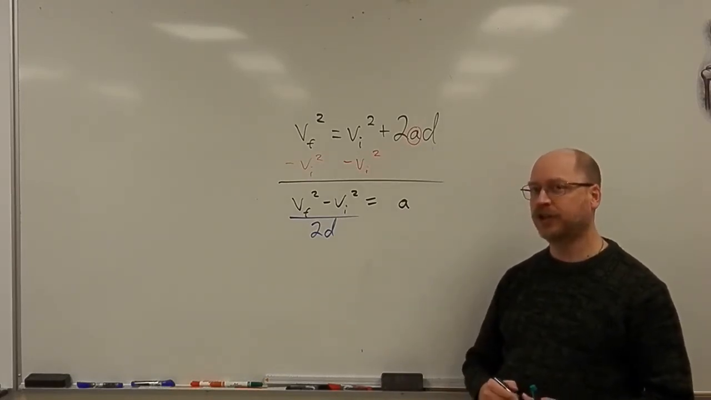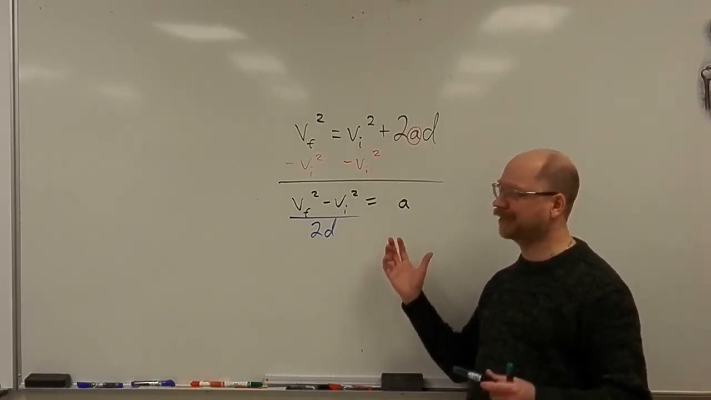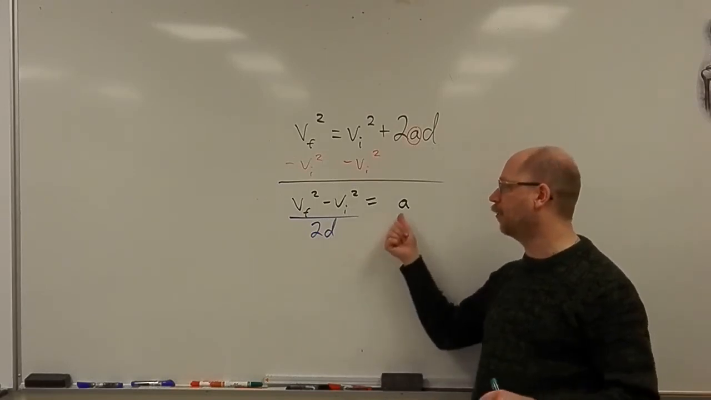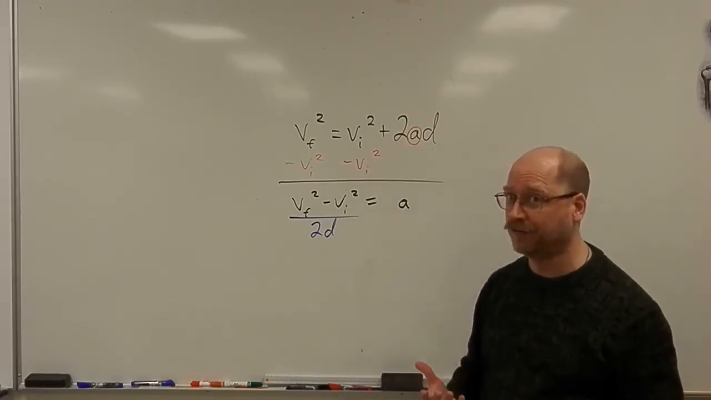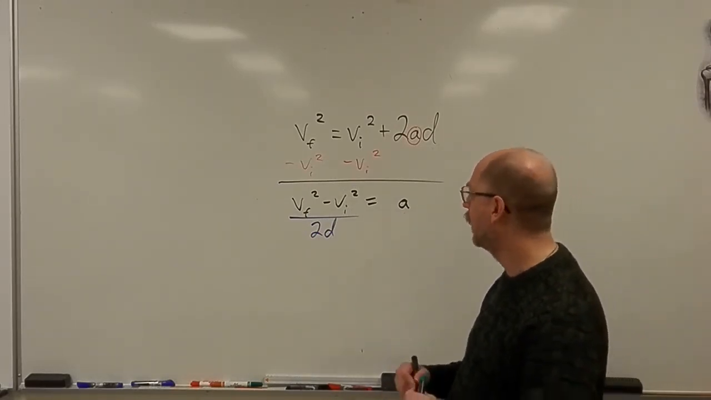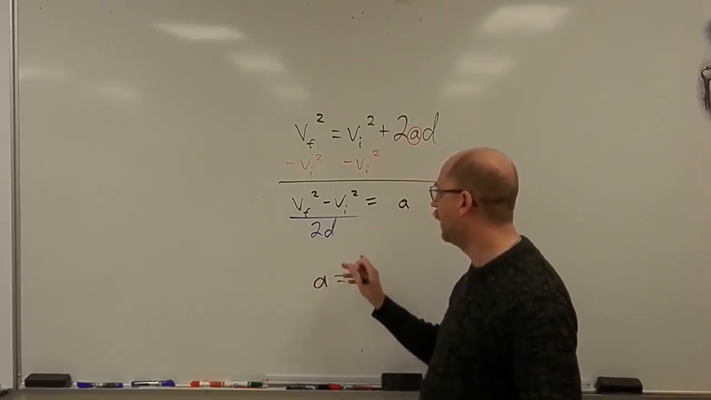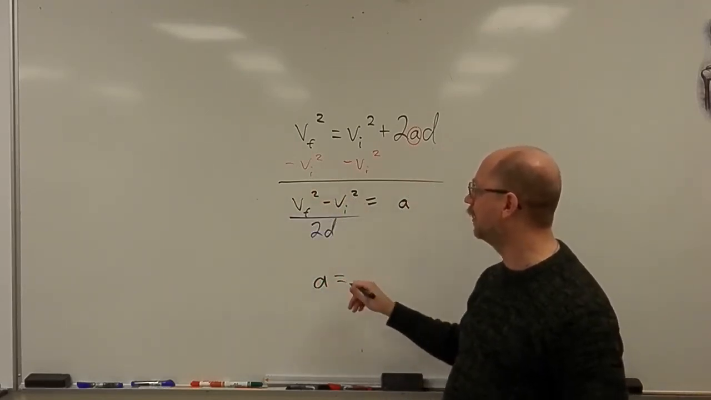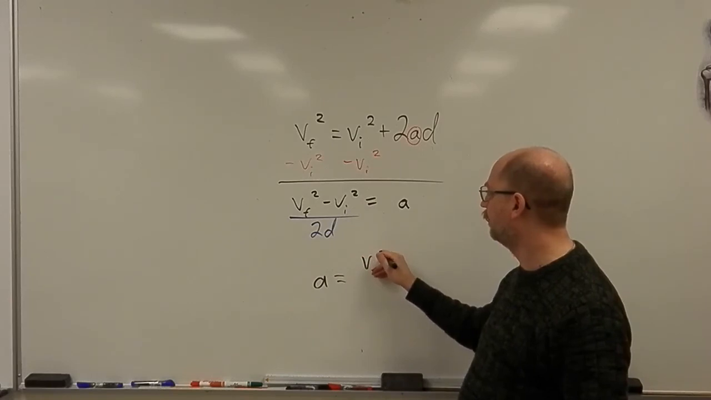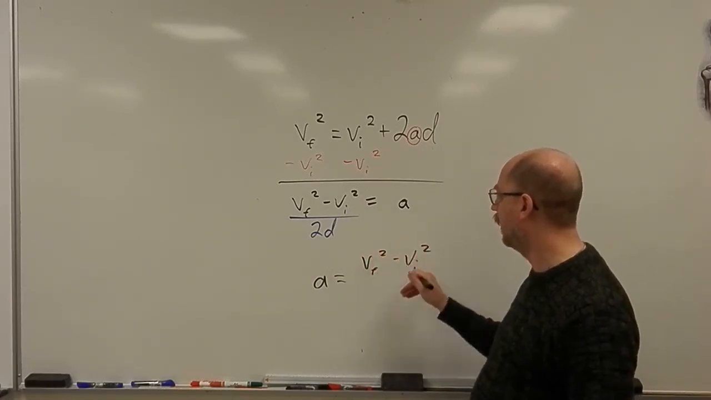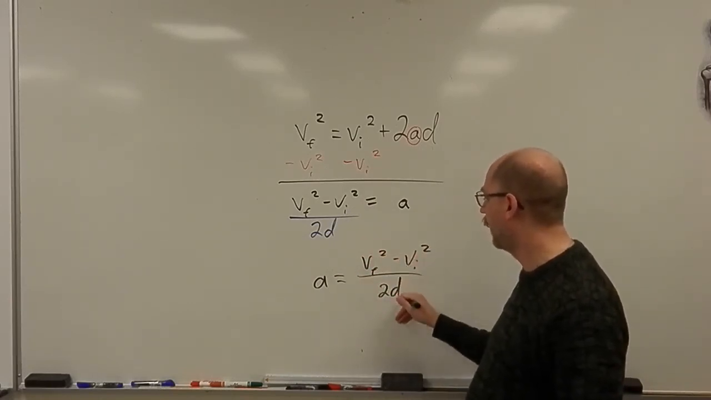Now, one thing I would suggest being a little bit careful about is, because I'm going to do the thing where I flip them around because I want my isolated unknown variable on the left-hand side, when you do that, make sure that you still keep these in the correct order. It's still VF squared minus VI squared, all divided by 2D.